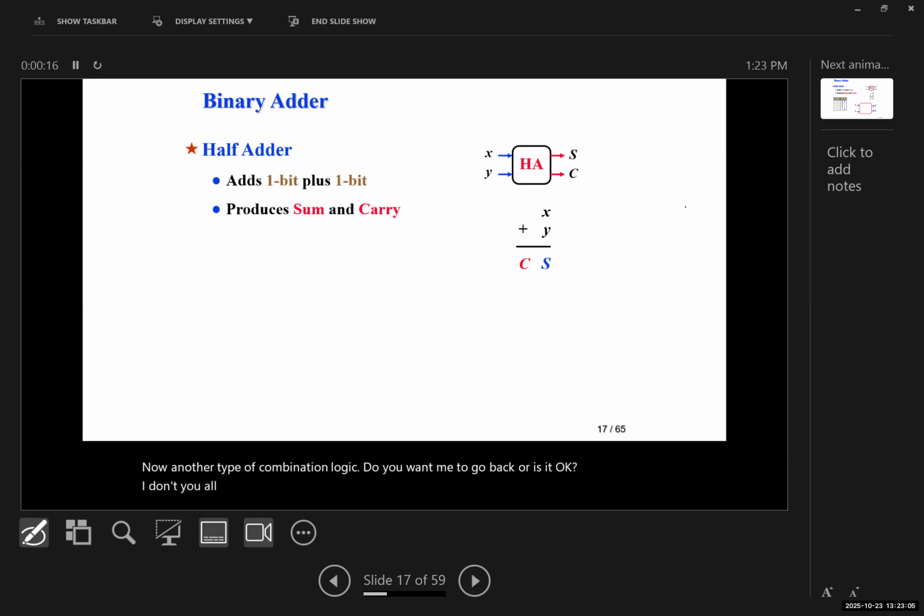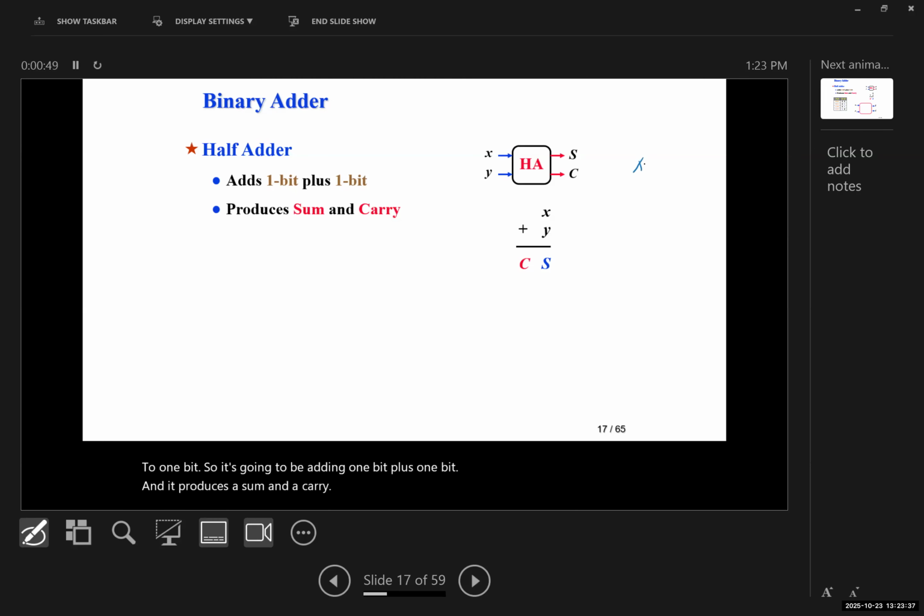Okay. So another type of combinational logic circuit that we have, which are very important actually, are called the adders. The adders are used to add binary numbers together. We have half adders and full adders. And a half adder adds 1 bit to 1 bit. So it's going to be adding 1 bit plus 1 bit. And it produces a sum and a carry.